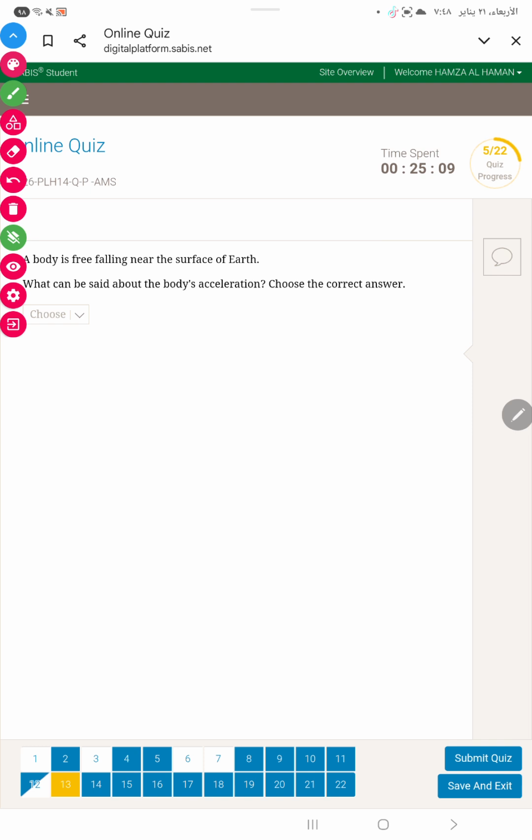Now question number 13. A body is free falling near the surface of the earth. What can be said about the body's acceleration? Choose the correct answer. Here we say it's constant. The acceleration is constant because it's near the surface of the earth. Of course, neglecting air resistance.